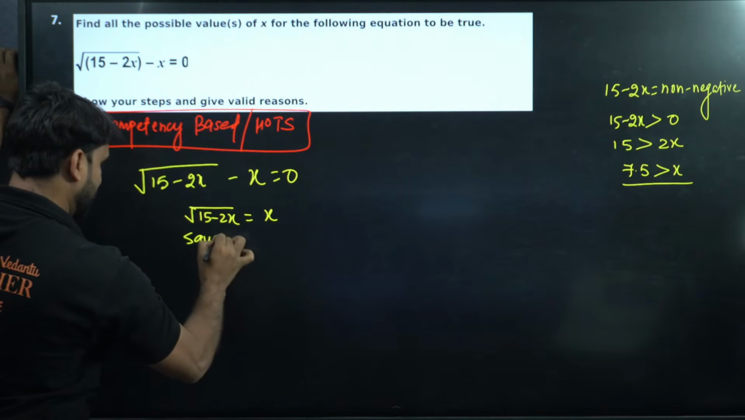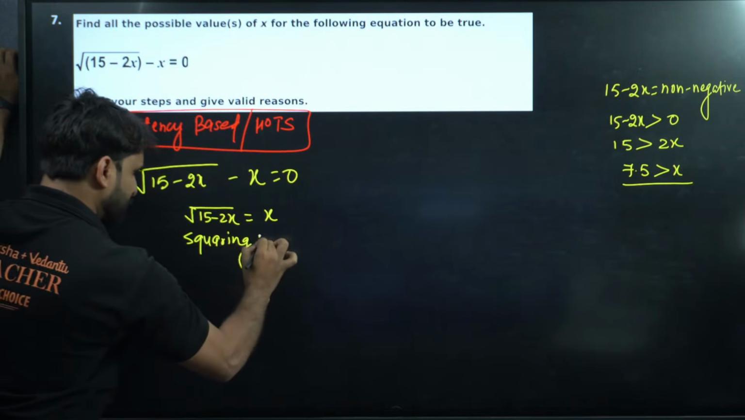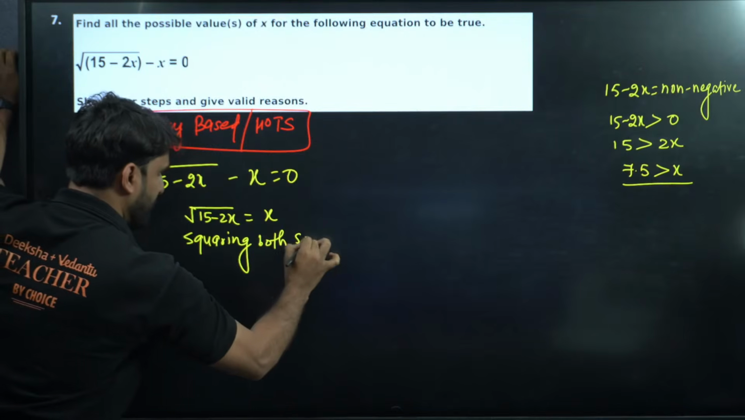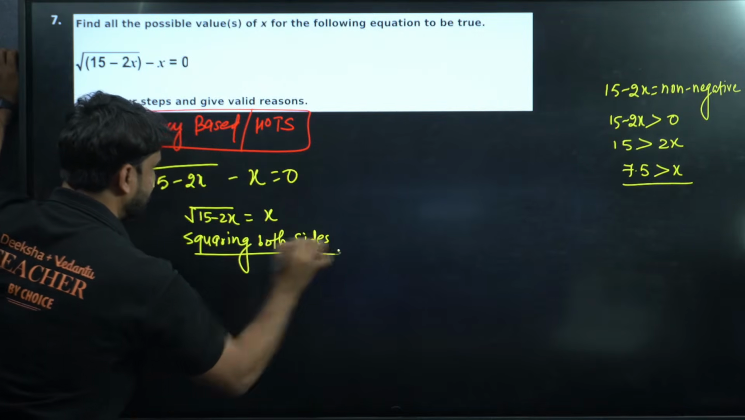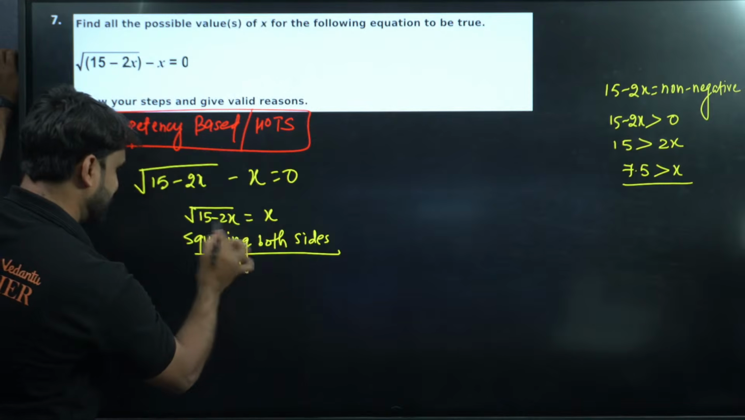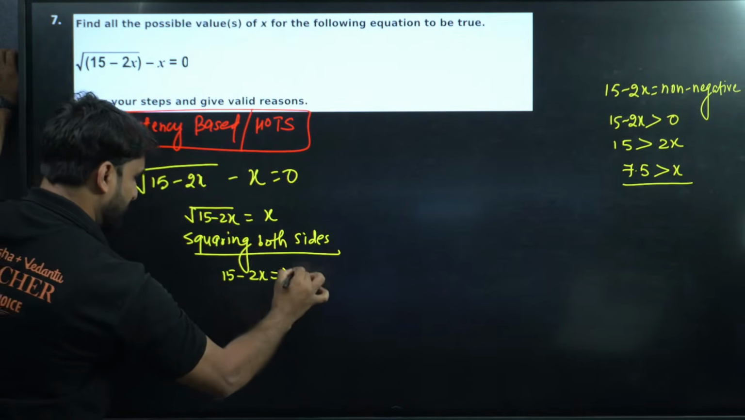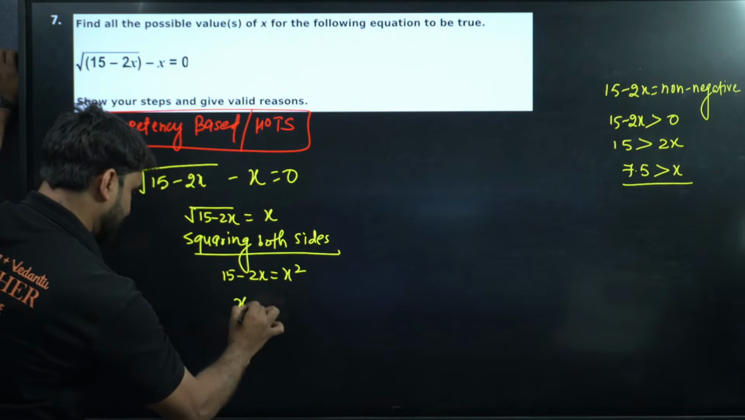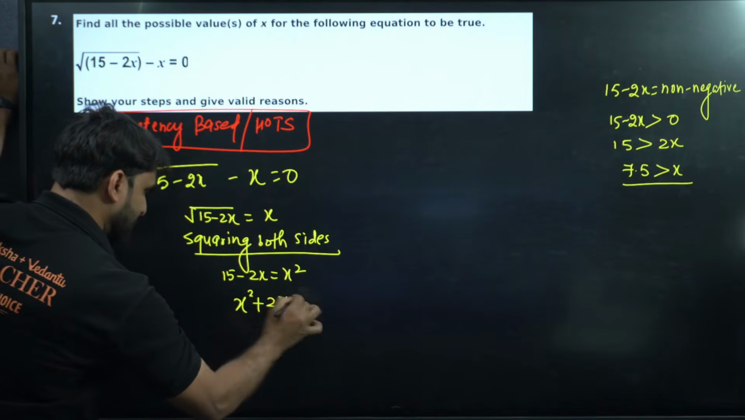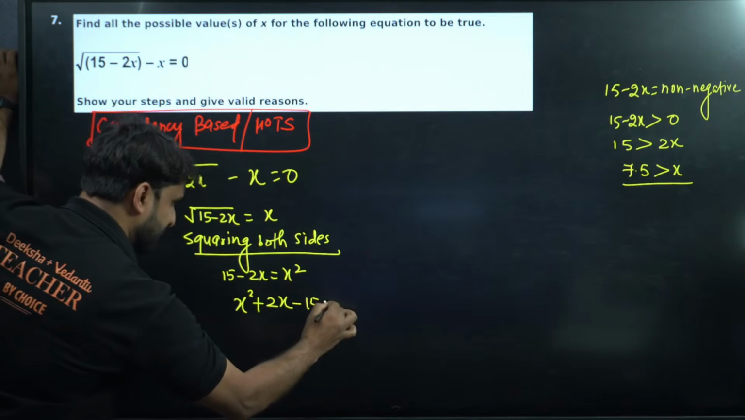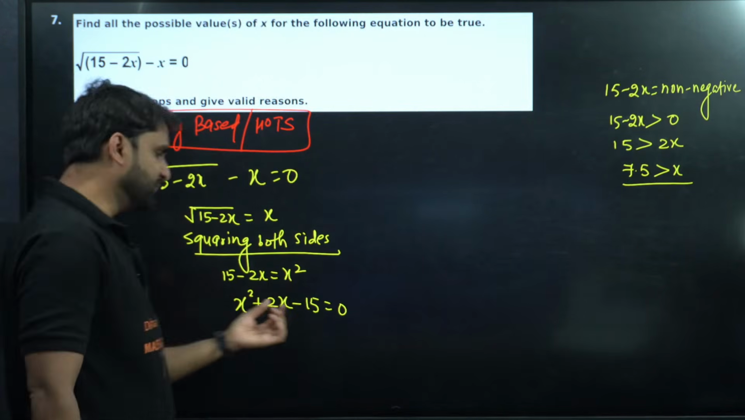So squaring both sides. Squaring on both sides, the root will remove 15 minus 2x, and this x will go in a square format. So x square can be written as x square plus 2x minus 15 is equal to 0. So can we please solve this?